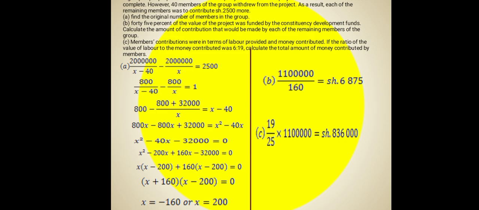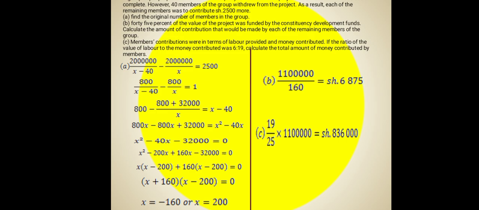Now divide by the number of people who remained, it is 160. Because originally there were 200, less 40 that withdrew, we remained with 160. So 160 will contribute 6,875.